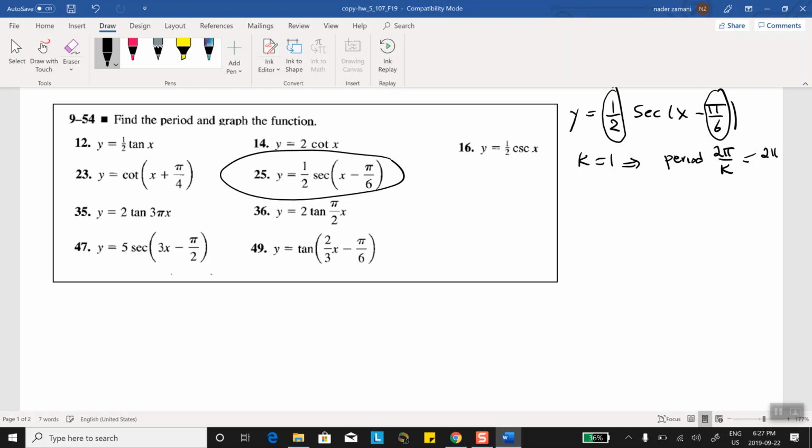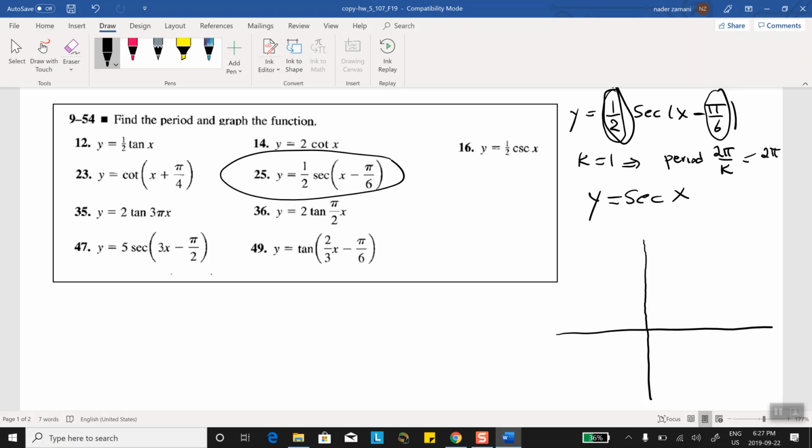And this is a shift of pi over 6 to the left. Okay, so if we know how to graph secant of x, we are in business, because then we shift it to the right by pi over 6, because this is minus a positive number, and then shrink the graph in the vertical direction by a factor of 1/2. So let us remind ourselves how secant was done in the class and in the book.